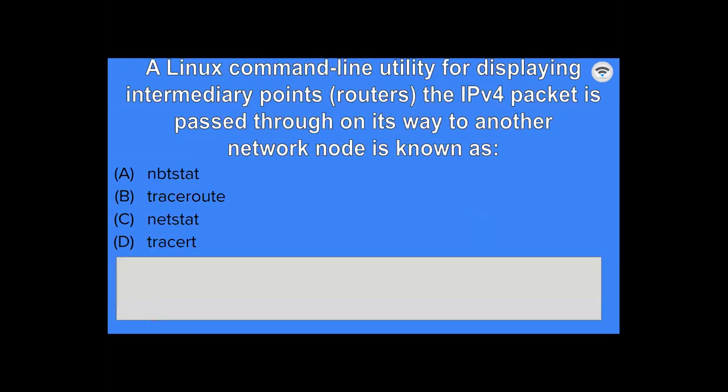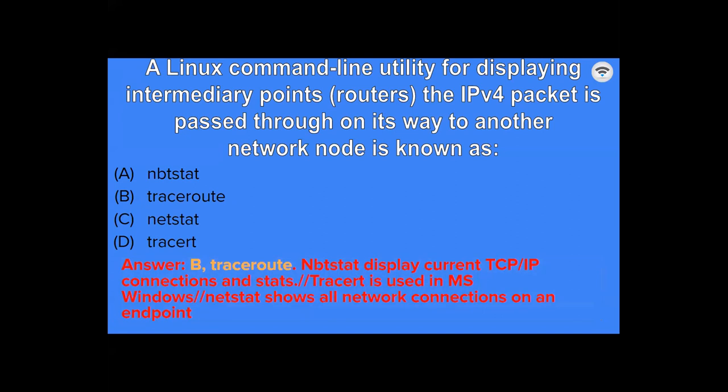And last, they actually ask a lot of command line questions too. So here we have a Linux command line utility for displaying intermediate points, routers, that an IPv4 packet has passed through on its way to another network, known as. And we have netstat, traceroute, and tracert. And for the answer, it is B, traceroute.